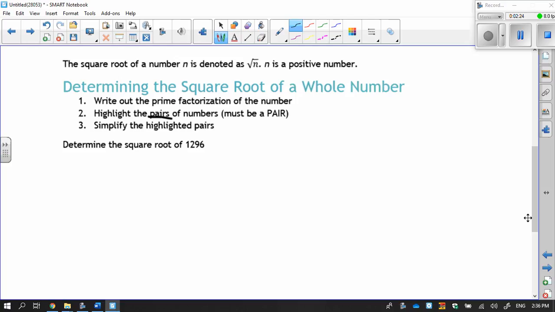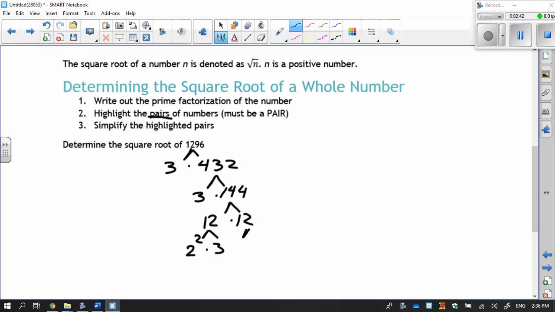So 1,296 breaks down into 3 multiplied by 432, 3 and 144, 12 and 12, and then I'm going to write this as 2 squared multiplied by 3, because that extra 4 step is just, it's not very useful to me. If you need to write out 4 breaks down into 2 and 2, do it. Represent it how you need to represent it.